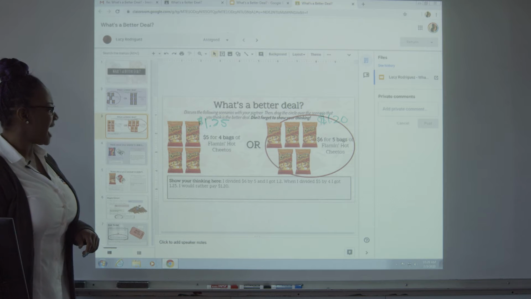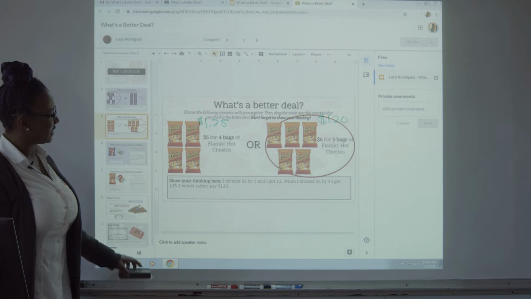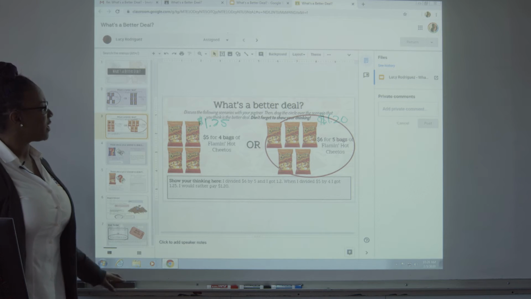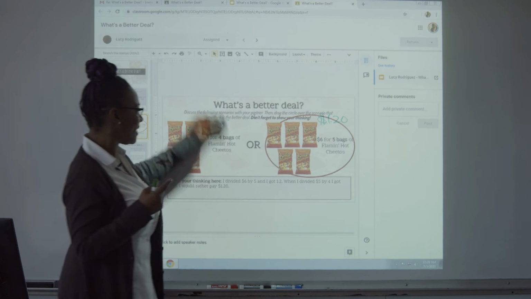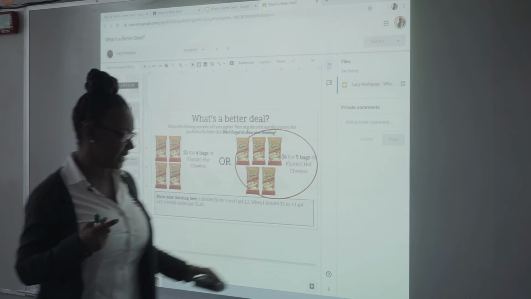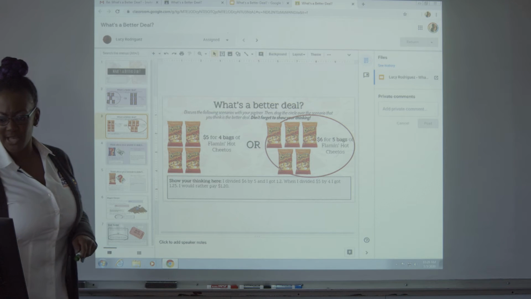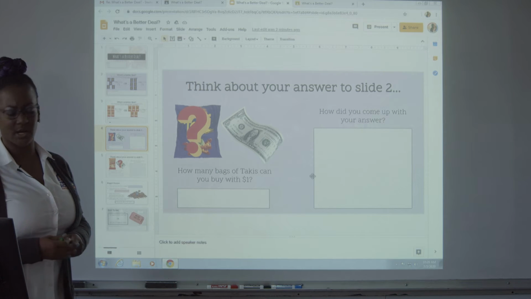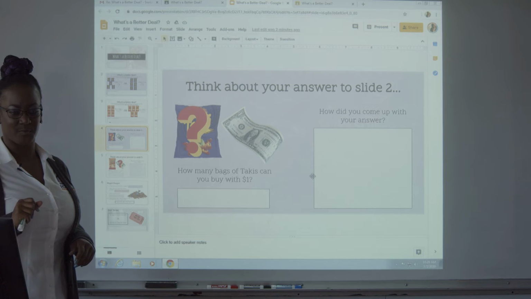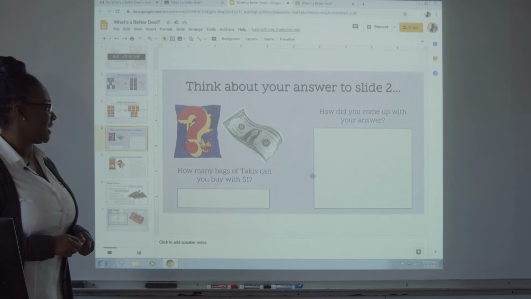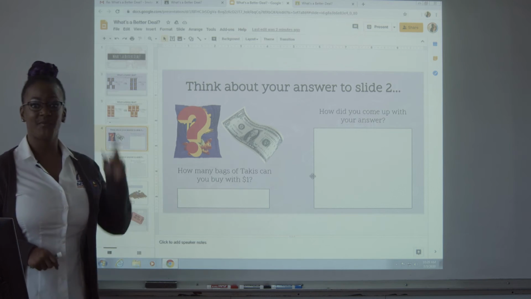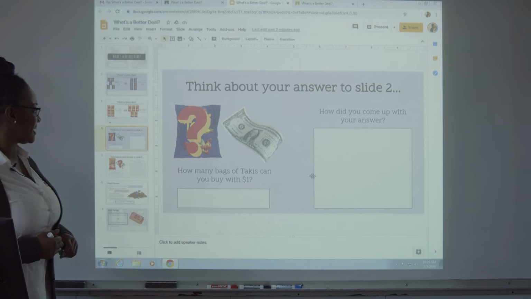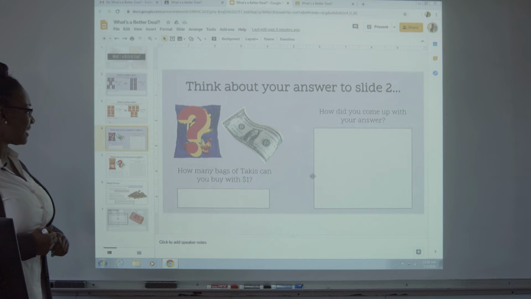All right. Now, it's interesting that this student said she was trying to figure out how much she would pay per bag. And when we talk about per bag, we are really thinking about the unit rate here. When we talk about unit rate, we are talking about the price that it's going to cost for one of them. Or we are talking about how much we can buy for $1. So let's think about this. How many bags of Takis can you buy with $1?